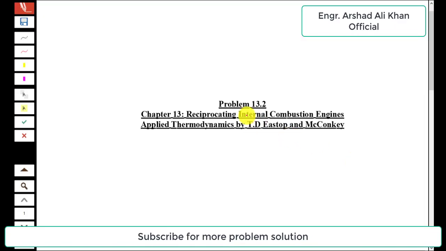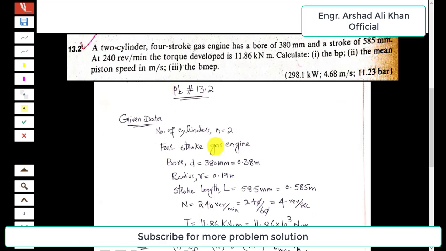In this video we are going to discuss the solution of problem 13.2, chapter number 13, Reciprocating Internal Combustion Engines, from the book Applied Thermodynamics by T.D. Eastop and McConkey. The statement of the problem is: a two-cylinder 4-stroke gas engine has a bore of 380 mm and a stroke of 585 mm.